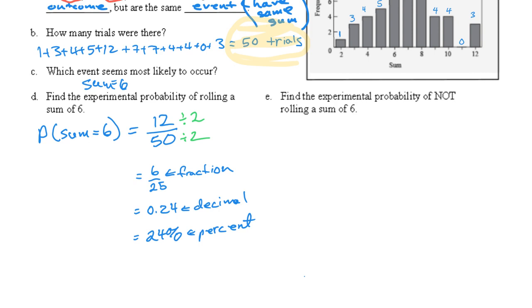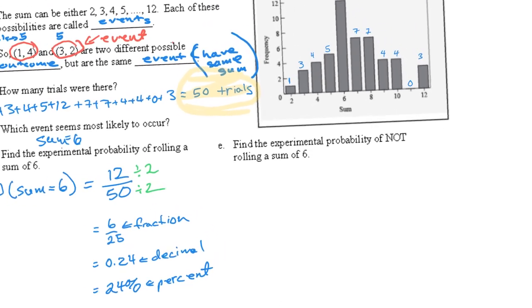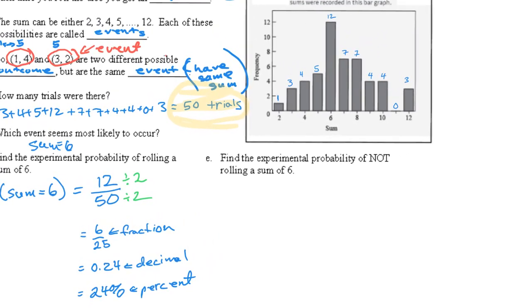So imagine I asked you to find the probability of not rolling a 6. All right, so the probability of not 6. In order to get that, all I've got to do is look at my chart here and sum up all the numbers which don't represent a sum of 6. So that's from 2 to 5 and 7 to 12.